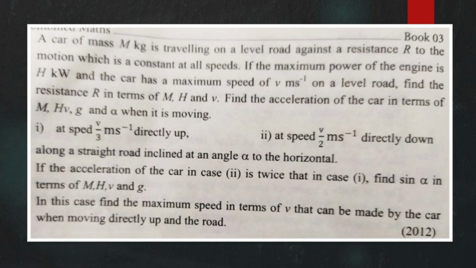First, they ask: a car of mass M traveling on a level road against a resistance R. The car has H kilowatt power. The car has a maximum speed v. The maximum speed means the vehicle doesn't experience acceleration. It's moving at a uniform velocity v. It has achieved its maximum velocity, so how can it accelerate? It's impossible. Find the resistance R in terms of m, H, v. Okay, let's find the resistance R.